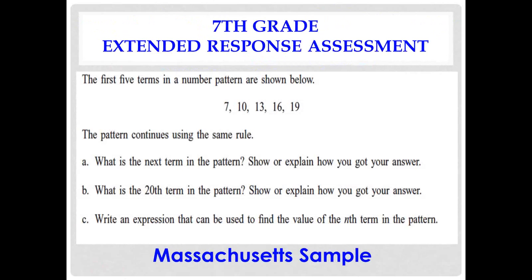Part B, what is the 20th term in the pattern? Show or explain how you got your answer. Write an expression that can be used to find the value of the nth term in the pattern.